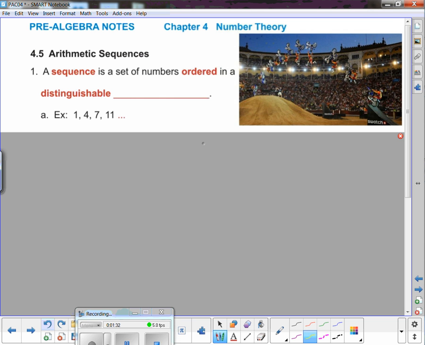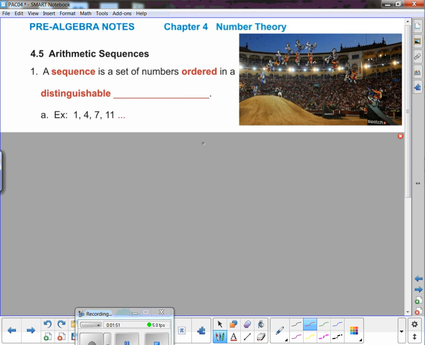All right, we're going to talk about arithmetic sequences. Your book also talks about geometric sequences. There are two different kinds. There are actually more than that. The two main kinds are an arithmetic sequence and a geometric sequence. We'll talk today about arithmetic sequences, actually today and tomorrow.